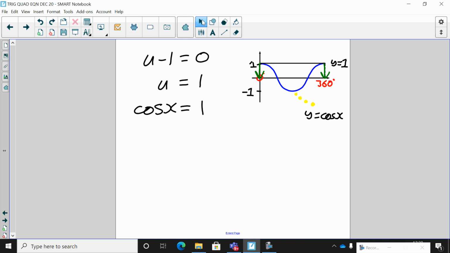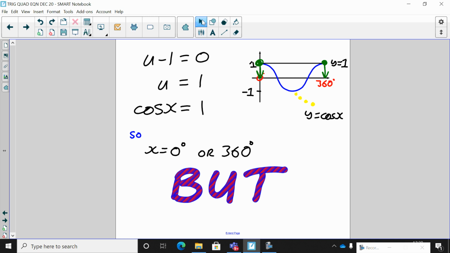Right, so it looks as if we're meeting at 0 degrees and 360 degrees. Right, that looks like our answers. They look good to me. Again, it's the angle we're looking for here, directly above the x-axis, the horizontal axis. Right, okay, that looks fine to me.